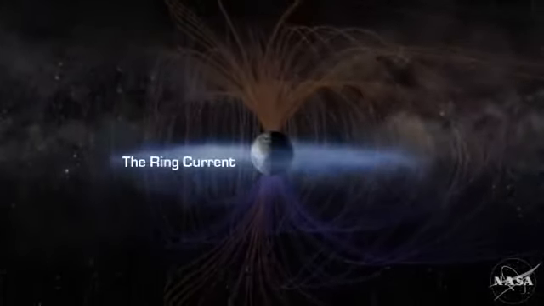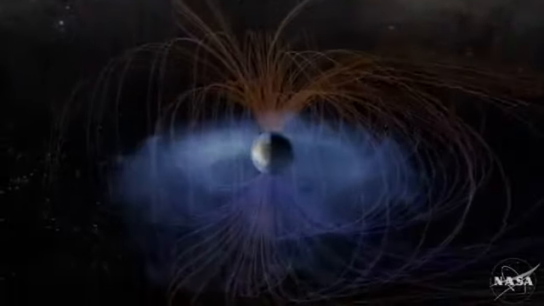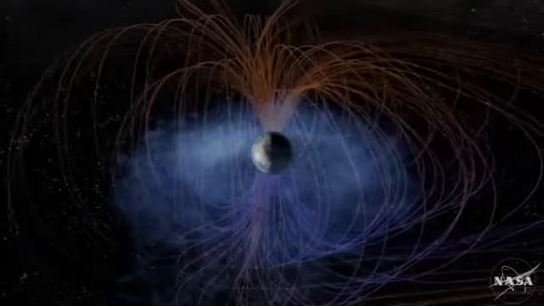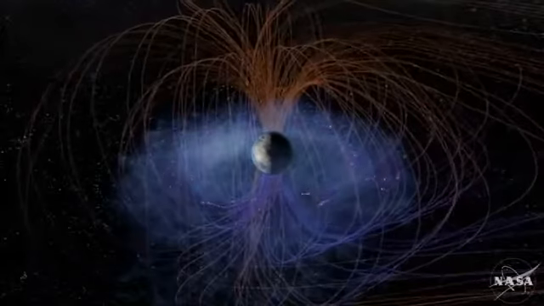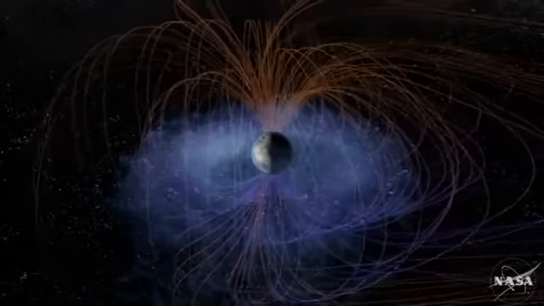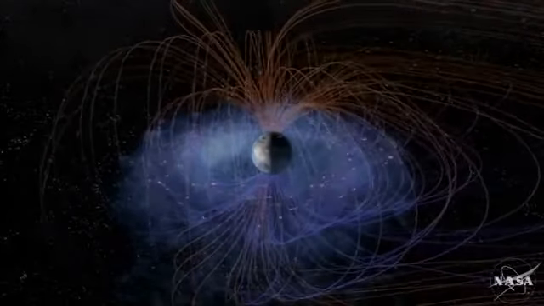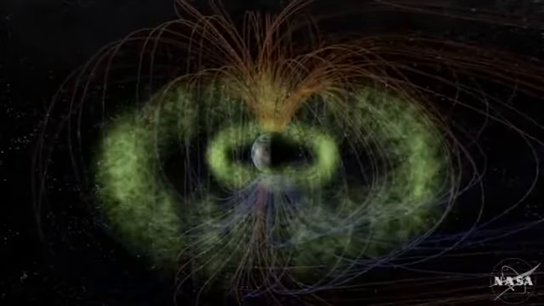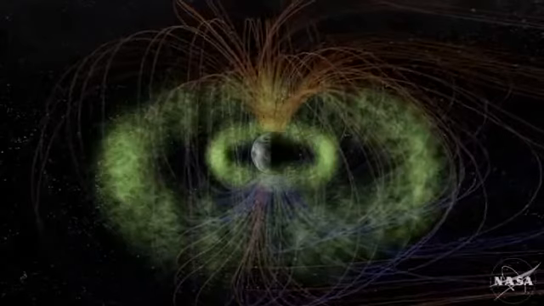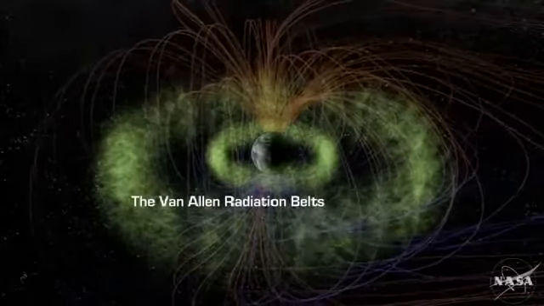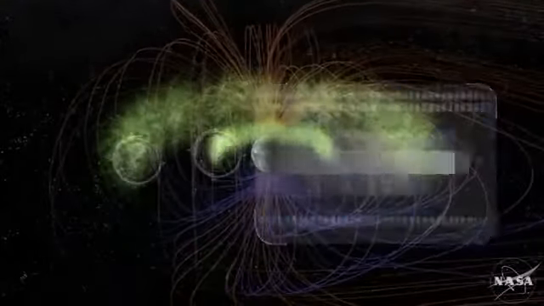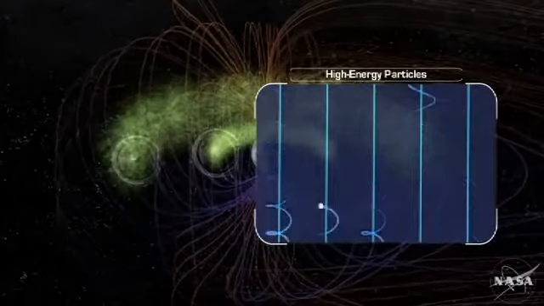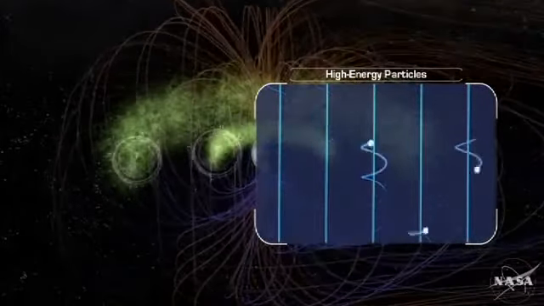The ring current is the second population of particles and is comprised of medium-energy particles that drift around the Earth, with protons drifting in one direction and electrons in the opposite direction. The third population consists of high-energy particles that are trapped in two regions called the Van Allen radiation belts. These particles move along the field lines toward the poles until they are reflected back, creating a bouncing movement.